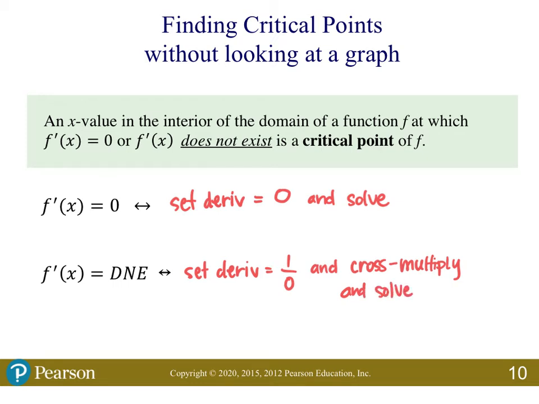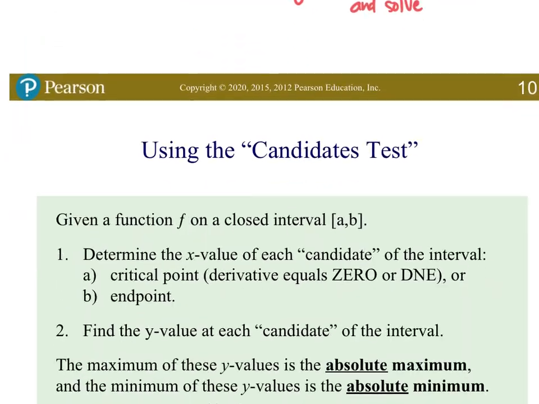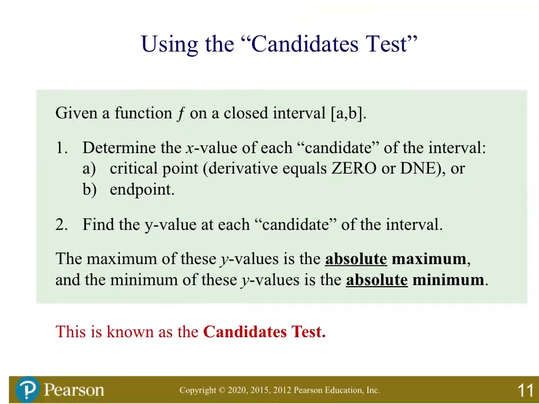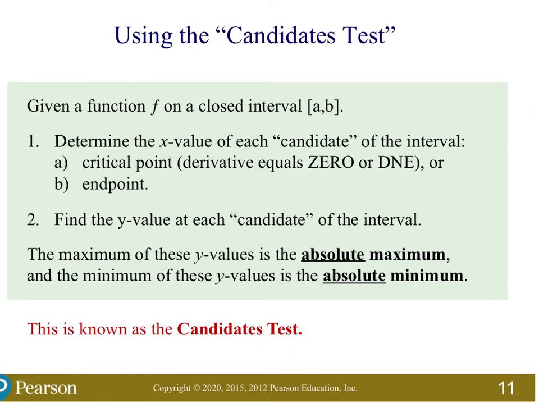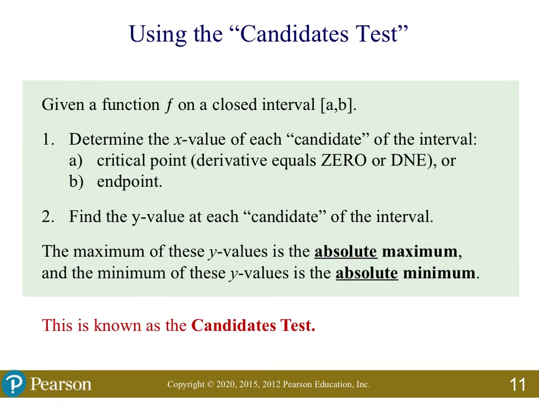So without looking at a graph, you are going to find the endpoints and you are going to find the critical points. So that is what's called the candidates test. You will be given a function f. You will also be given a closed interval. Those are the endpoints.